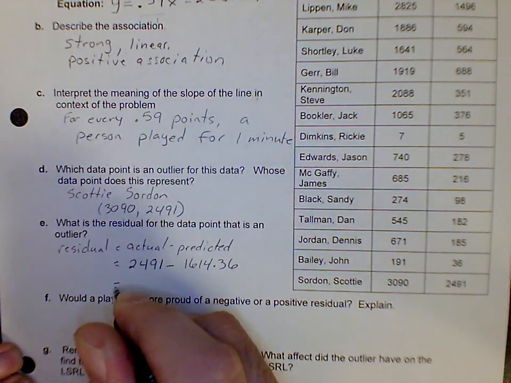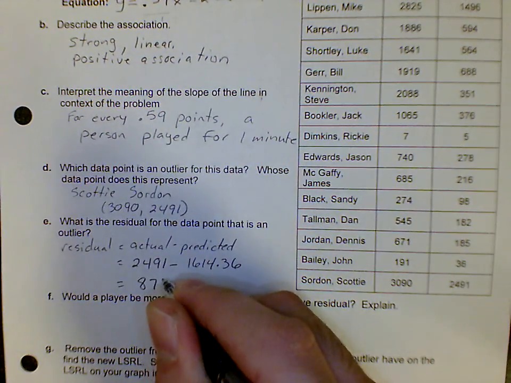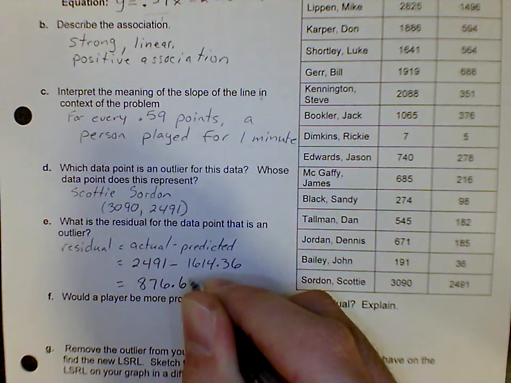And then when I do the subtraction for the residual, I subtract 2491 minus 1614.13, and you get a residual of 876.64.